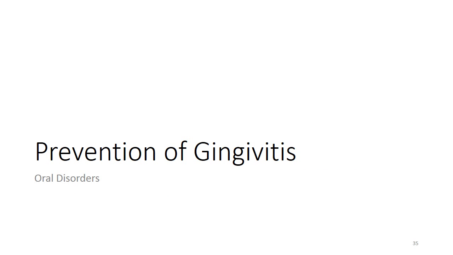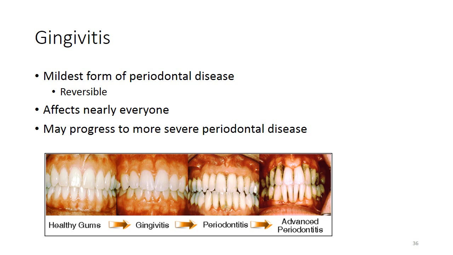Our next topic is prevention of gingivitis. Gingivitis is inflammation of the gums. It is an early form of periodontal disease and is reversible. If it is not treated properly, it will likely progress to more severe periodontal disease, which can lead to tooth loss and irreversible alveolar bone loss.